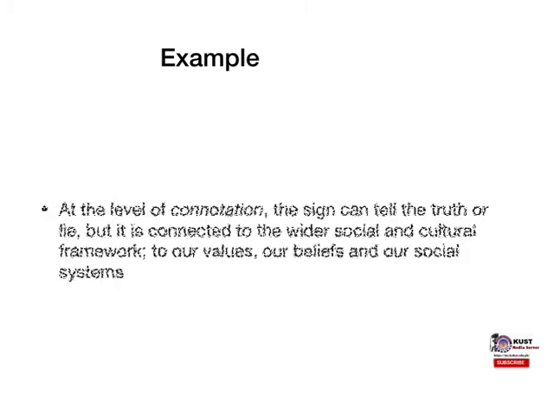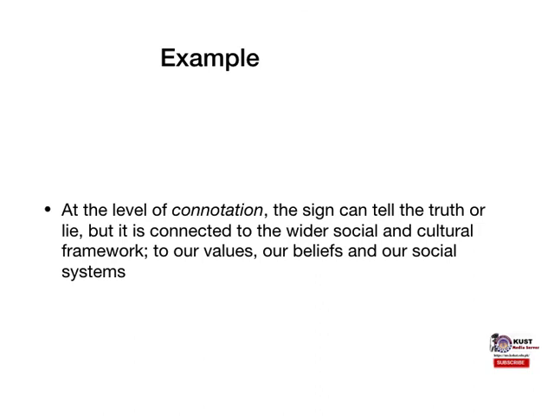Now, at the level of connotation, the sign can tell the truth or lie, but it is connected to the wider social cultural framework and to our values, our beliefs, our social system. Now, this is what the sign and signifier does through connotation, that it's connected to our wider cultural social system frameworks, and it brings into play our beliefs and our system as well. So it's not just something you think about at the connotative level and think that no, it has a lot of context to it.